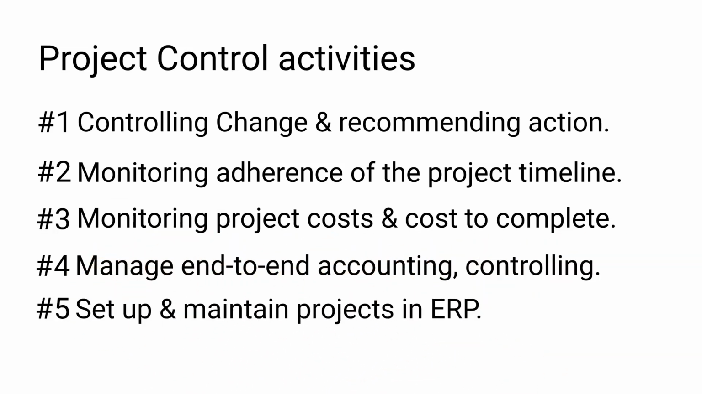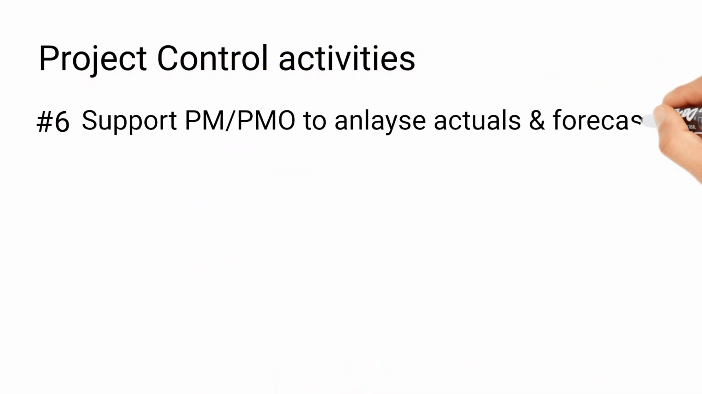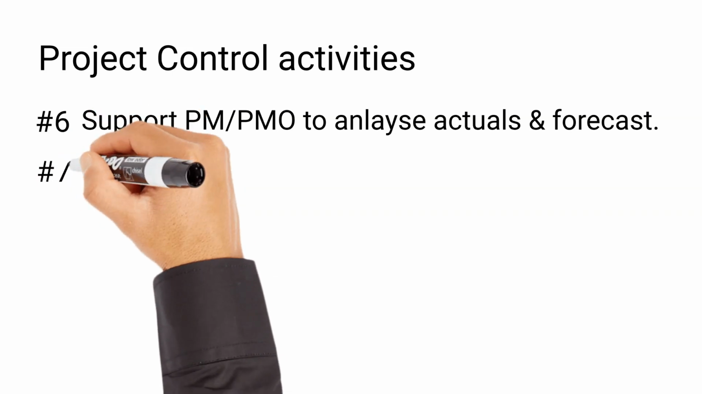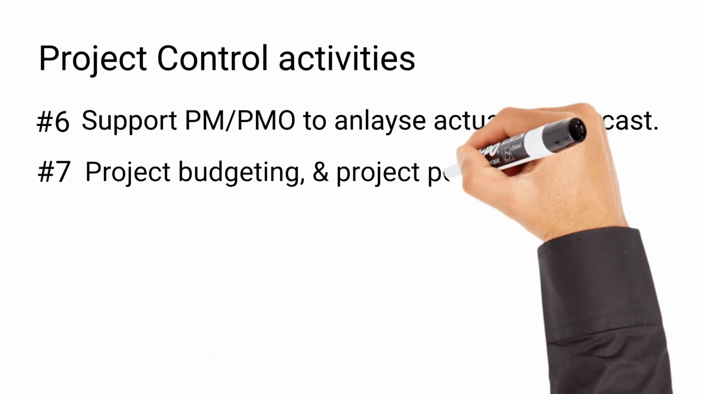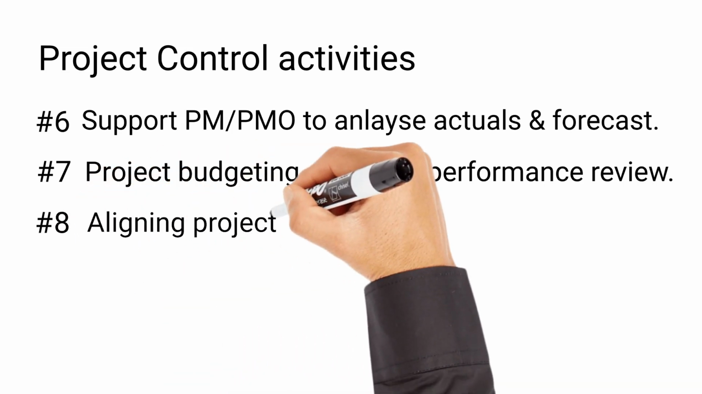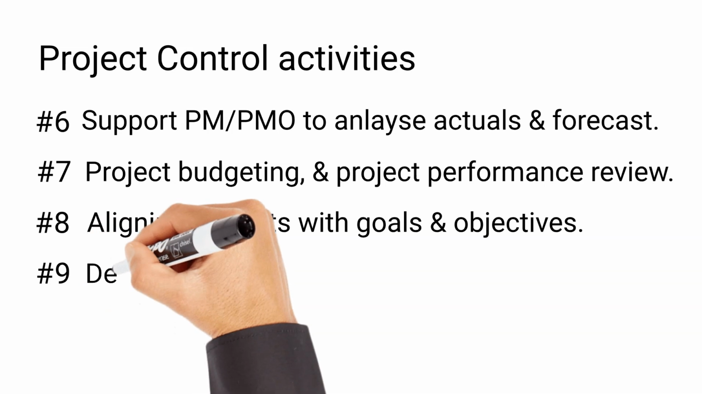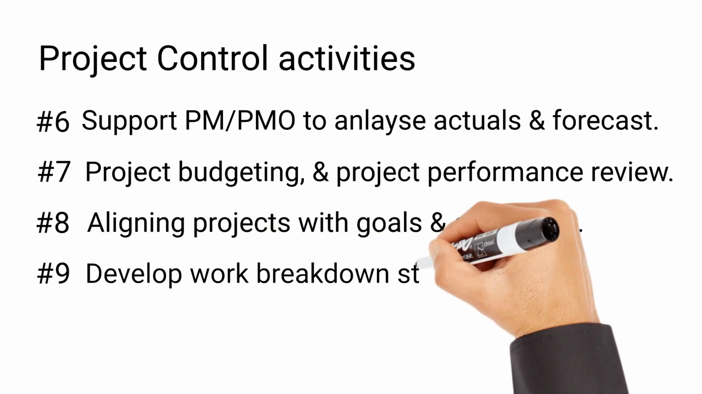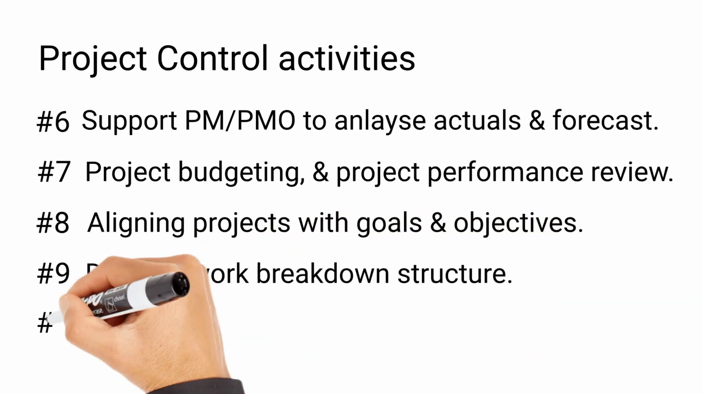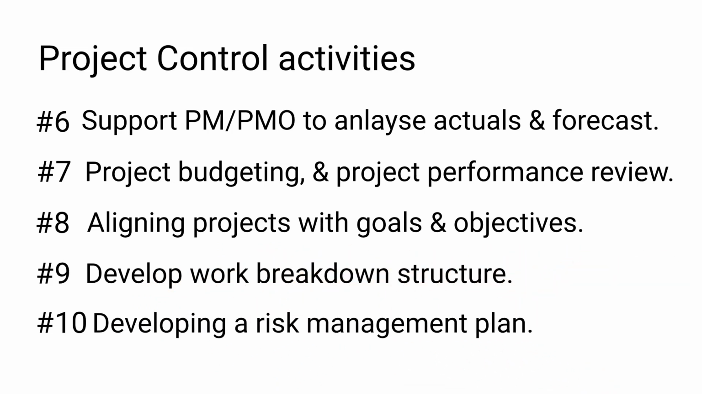The sixth one is to support PM/PMO to understand the accounting impacts in the project actuals and forecast. Seventh is the project budgeting, cost forecast, and project performance review. Eighth is aligning projects with portfolio/organization goals and objectives. Ninth is developing a work breakdown structure, WBS. The tenth is developing a risk management plan. These are not all, but top important activities, which every project controller should perform on a project.